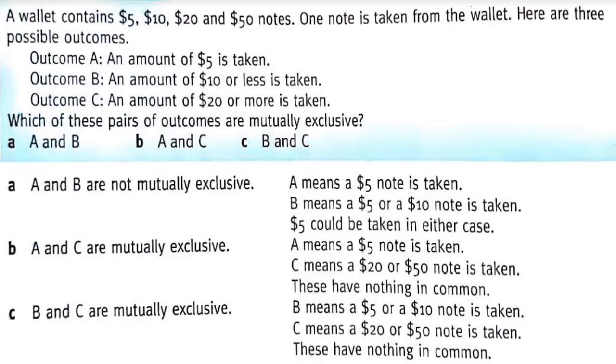B and C also are mutually exclusive. Why? B means a $5 or a $10 note is taken. C means a $20 or $50 note is taken. These have nothing in common. So B and C are mutually exclusive.